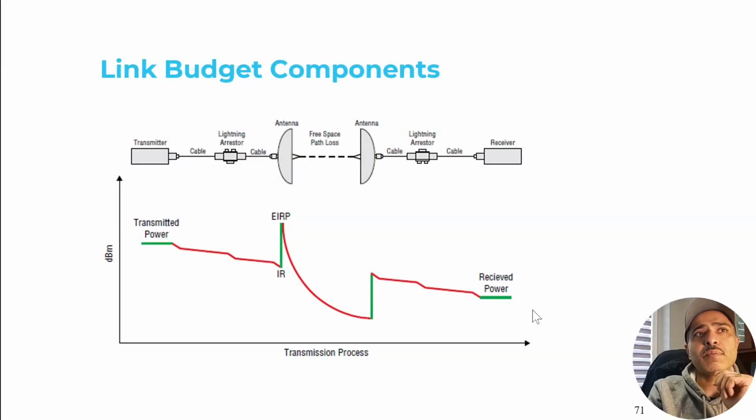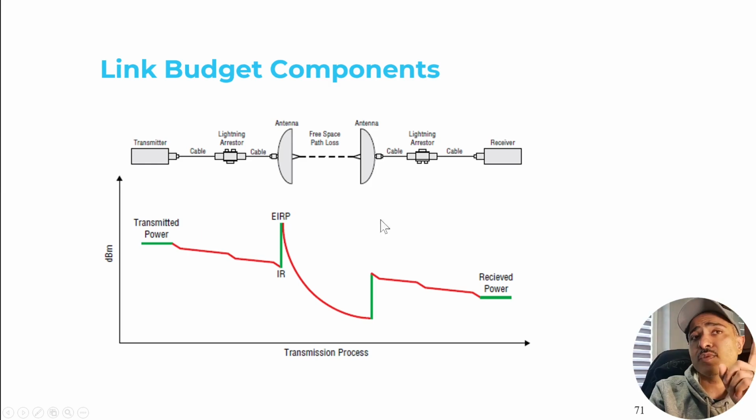Now, an easy way to remember this is you have a transmitter, right? So you put a certain power in, and then it goes through all these cables, lightning arresters, and connectors, so you have these cable losses, and then you have an antenna. Then suddenly you get a passive gain from the antenna. It peaks up, and this graph, if you remember, should be exactly the same as your free space loss. Then it goes down again.